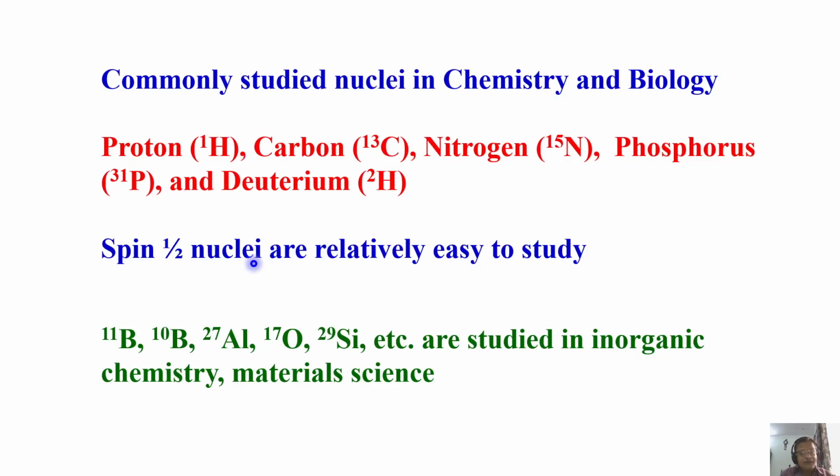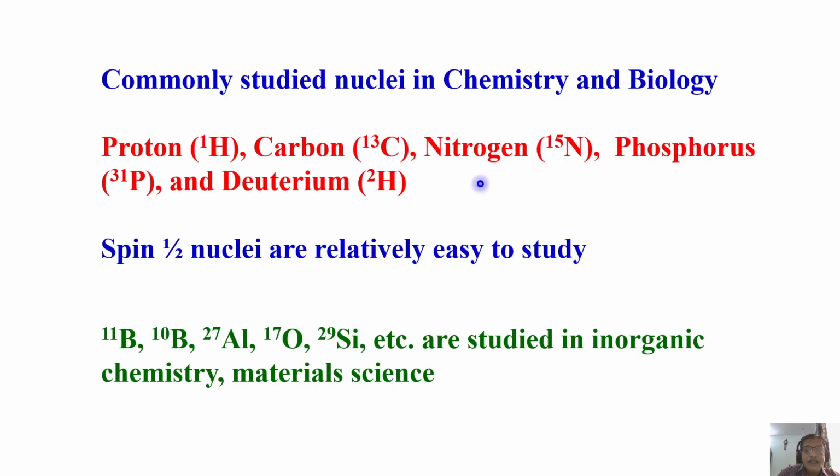Nuclei with spin greater than half are all quadrupolar nuclei, like boron 11, boron 10, aluminum, oxygen, silicon. Many of them are studied in inorganic chemistry and material science. People do extensive studies of boron, silicon, aluminum in borosilicate glasses, aluminosilicate glasses, and zeolites. Varieties of materials are there where such nuclei are also used to study their properties, structure, conformation, etc. That's also there, but they are all spin greater than half, of course, except silicon.